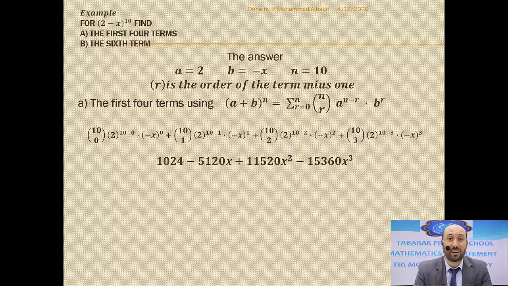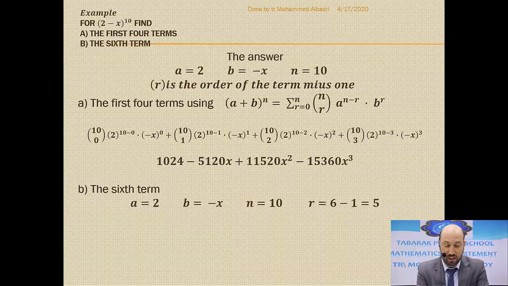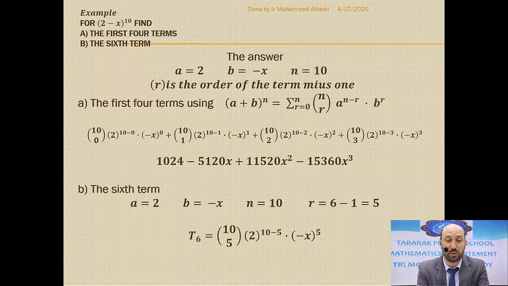Now for the second part b, find the sixth term. To find the sixth term, we have to know that a equals 2, b equals negative x, n is 10 and r is 5, because 6 minus 1 equals 5. So T6 equals 10 choose 5, n choose r, times 2 power 10 minus 5 times (negative x) power 5. For the numbers, we can put it directly using the calculator: 10 shift divide 5 to find the combination, multiplied by 2 power 5. We will have negative 8064 times x raised to the power of 5. Here for the first example.